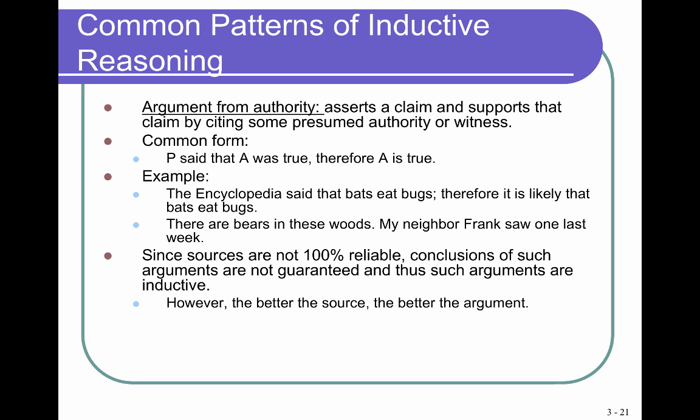In an argument from authority, the arguer is using the testimony of someone else as evidence for their conclusion. Usually that someone is a presumed authority on a subject, like an expert or someone with some experience about the topic, or a witness to an event. The common form is, P said that A was true, therefore A is true. So here's the example. The encyclopedia said that bats eat bugs, therefore it is likely that bats eat bugs. In the first example, the authority is the encyclopedia, which we assume to be a reputable authority.